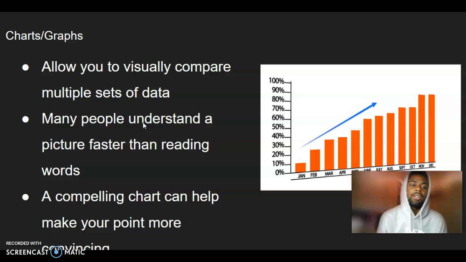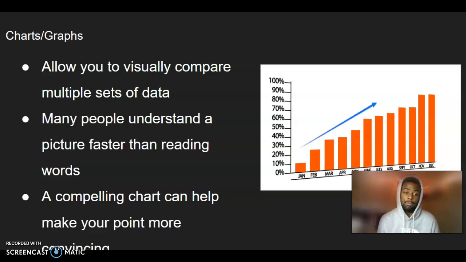Charts/graphs. These are personally my favorite ones. They're very easy to follow, very straightforward. They allow you to visually compare multiple sets of data. As long as you have the same Y and the same X axis for each graph, you can compare things very relatively easily instead of writing down numbers and numbers and numbers and having lines and lines on your PowerPoint. That would just take too long.